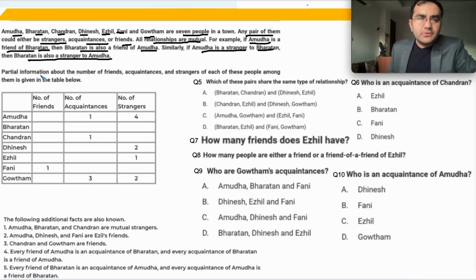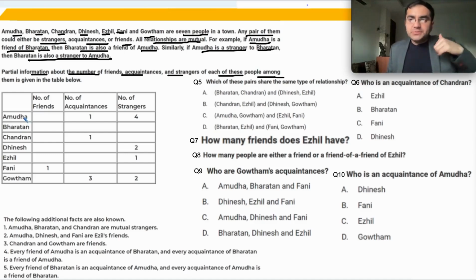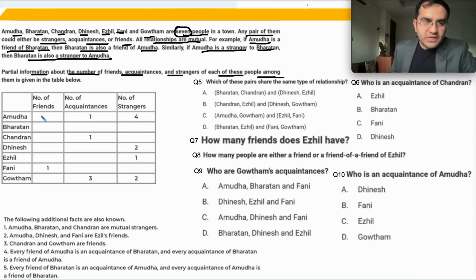Partial information about the number of friends, acquaintances, and strangers of each of these people is given below. So for any person, for example A, उसका relationship is with how many people? There are 7 people. A is one of them. उसका relationship is with the other 6. So for any person, friends plus acquaintances plus strangers should be equal to 6. तो यहाँ पे अगर 4 and 1 आ चुका तो यहाँ पे 1 आ जाएगा. So that total is 6. 3 plus 2 is 5, plus 1 will become 6.